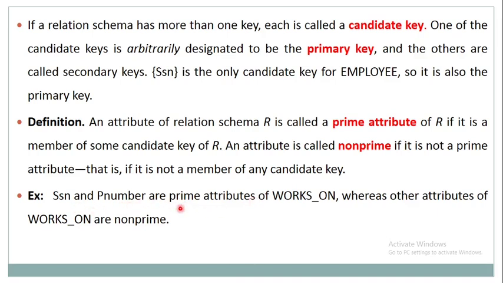SSN and project number are prime attributes of works on, whereas the other attributes of works on are non-prime attributes. Like the project name or employee name, it's not a prime attribute, because there might be a chance that two employees can have the same name.